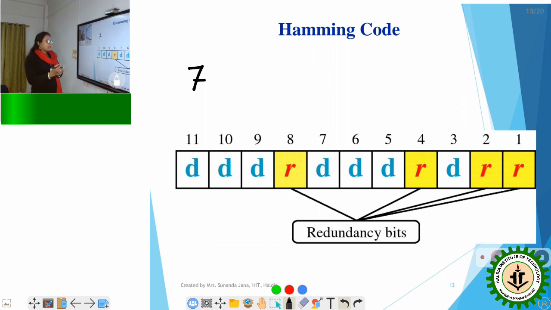That is multiples of 2, or powers of 2 positions. So first will be the 2 to the power 0 position, that is the 1st position. Then 2 to the power 1 position, that means the second position. Then 2 to the power 2, that is the 4th position, and 2 to the power 3, that is the 8th position. So in that way we will put the redundant bits with my data.